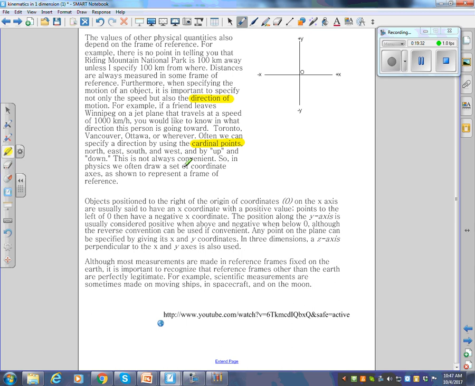This isn't always convenient, so in physics we often draw a set of coordinate axes as shown to represent a frame of reference. Have you guys done these kind of things before in math? Of course you have, right? And you all know that plus x is over there, minus x is over there, minus y, plus y. Okay? Sometimes called a Cartesian frame of reference, or Cartesian graph. You guys ever heard that word? You know why it's called Cartesian?